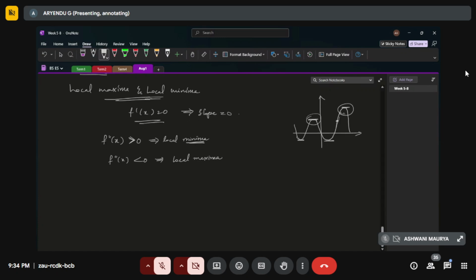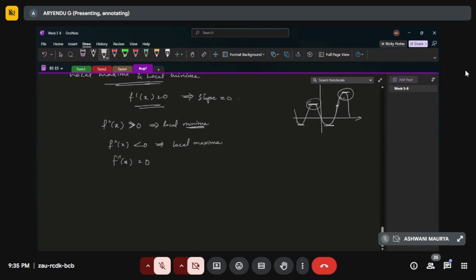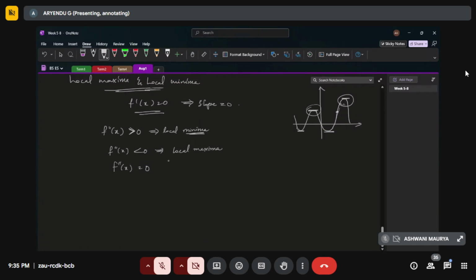So if you are given a function and asked to find the local maximum and local minimum of this, the first thing you have to find is at which values of x the derivative will be 0. And then there is also a condition when f dash of x is equal to 0 and f double dash of x is equal to 0. It is also a critical point, but it is called a saddle point, and it is not required for these local maxima, local minima calculations. You can ignore that if it comes up.